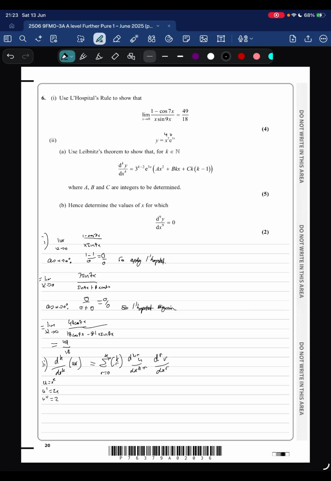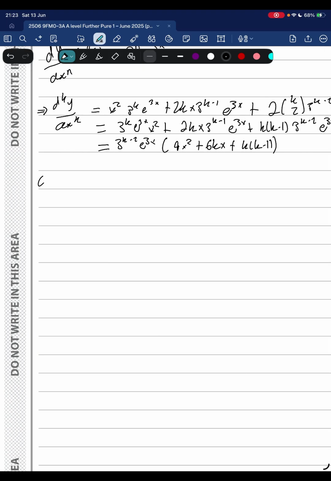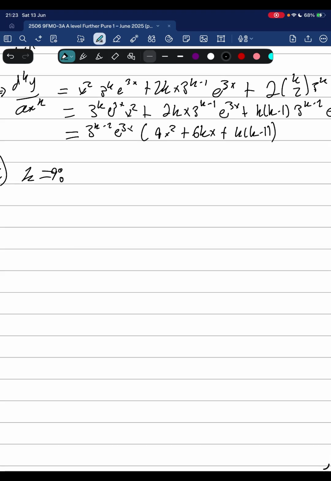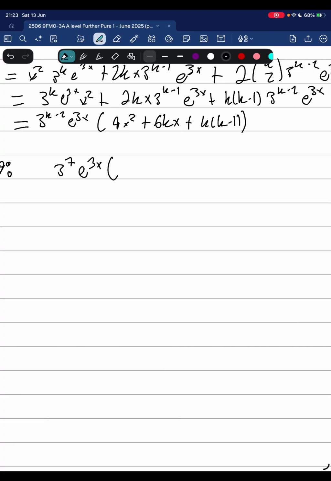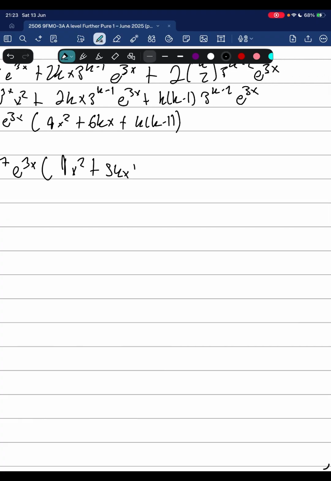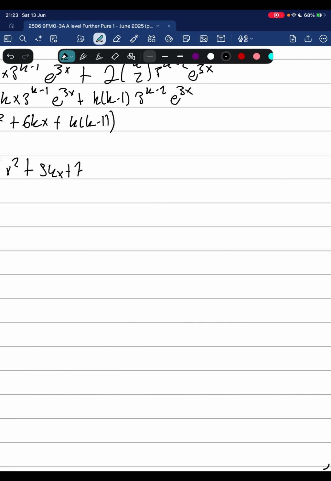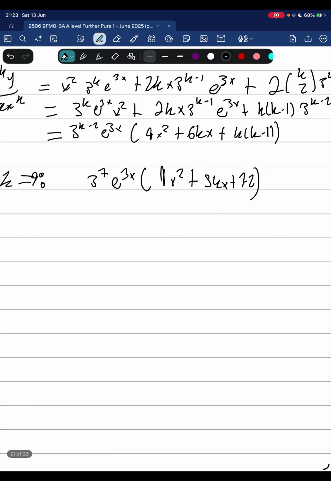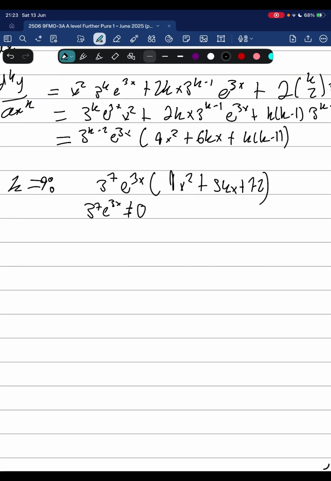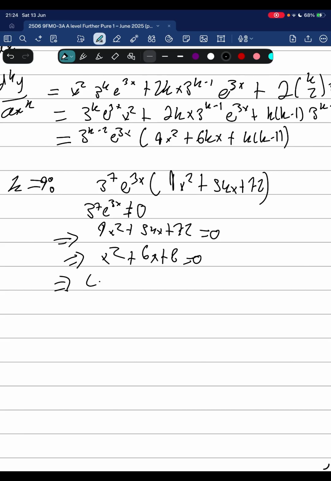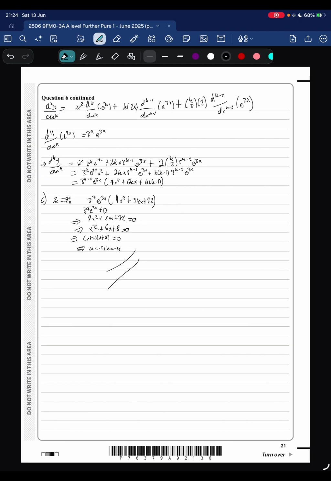So we want d^9 y by dx^9 equals 0. So just plug in k equals 9. That means we get 3 to the 7 e to the 3x times 9x squared plus 54x plus 9 times 8, which is 72. Okay, 3 to the 7 e to the 3x is never equal to 0, so that tells us that 9x squared plus 54x plus 72 equals 0. We can divide everything by 9, so x squared plus 6x plus 8 equals 0. This factorizes nicely to (x plus 2)(x plus 4) equals 0. So that implies x equals minus 2 and x equals minus 4, and those are the x values. So that's that question done.